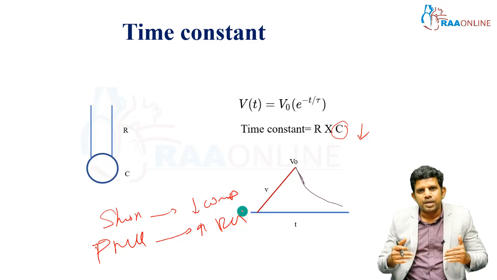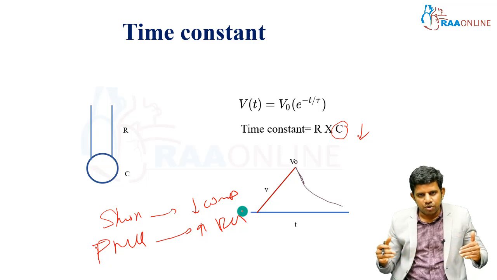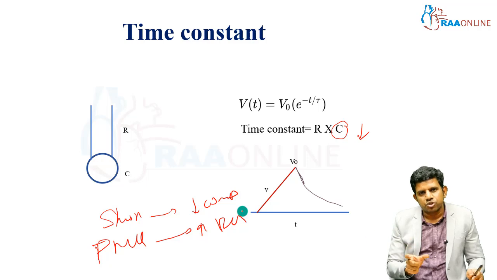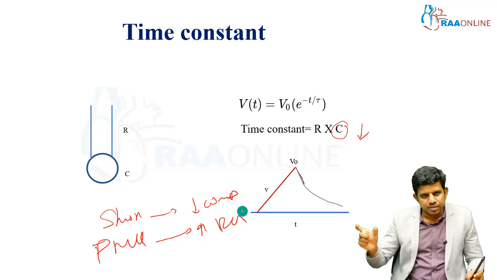If it is COPD or increased secretions, in all those settings resistance will increase, so the time constant will be prolonged. So increased time constant means increased resistance. Short time constant means poor compliance.